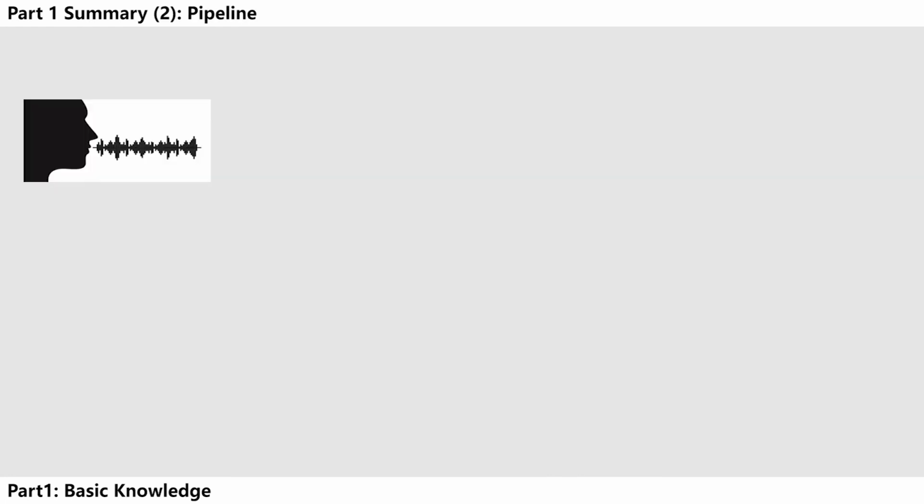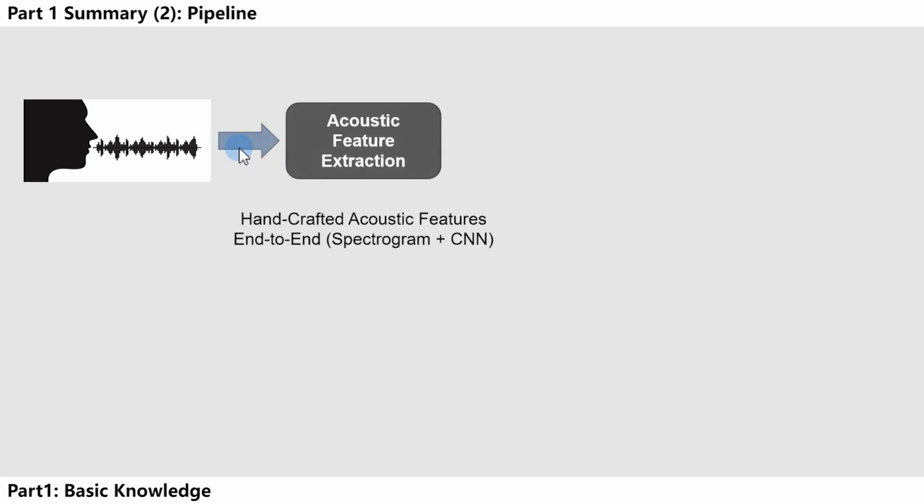As for the pipeline, given the audio, we can first extract some meaningful features. We have two different ways to extract features. One is the traditional way, that is handcrafted acoustic features. Another way is a neural network.